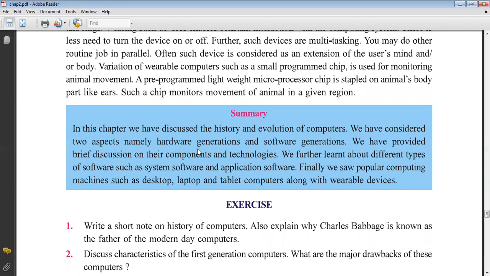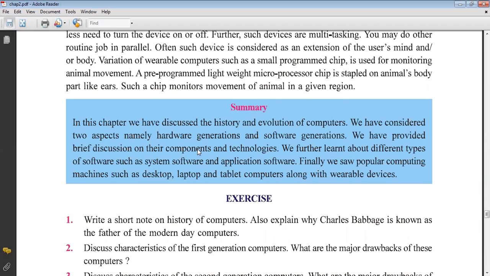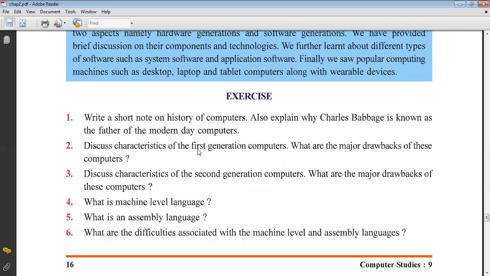In this chapter, we discuss the history and evolution of computer. We have considered two aspects, namely hardware generation and software generation. We have provided a brief discussion on their components and technology. We further learned about different types of software such as system software and application software. Finally, we saw popular computing machines such as desktop, laptop, and tablet computers along with wearable devices.